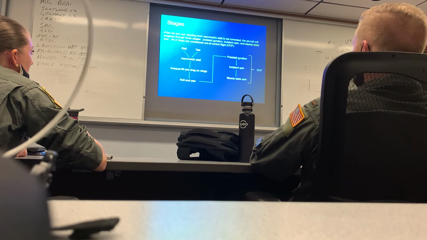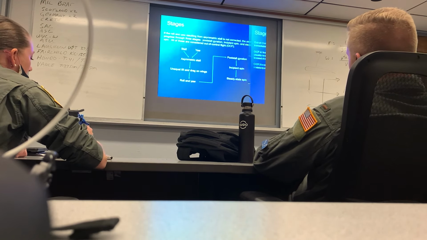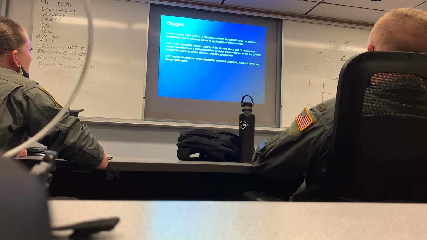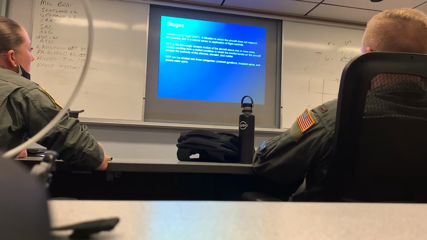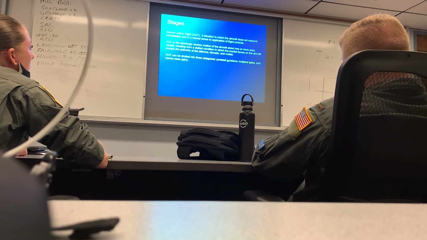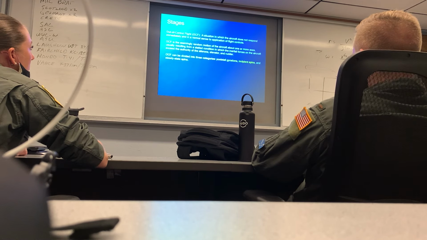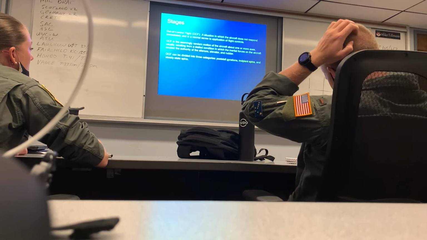In your book, it describes all 3 of these. We do not do spin recoveries. We do OCF recoveries. OCF is a situation where the aircraft does not respond immediately and in a normal sense to application of flight controls. That may be starting to go into a spin, whatever. Things aren't working. It says OCF is the seemingly random motion of the aircraft about 1 or more axes, usually resulting from a stalled condition.